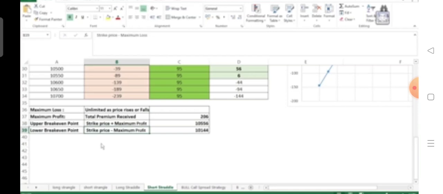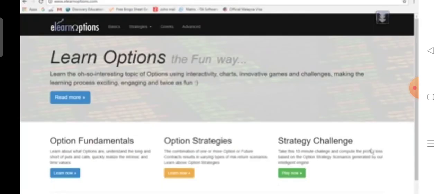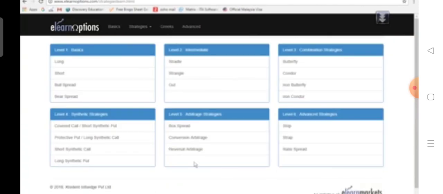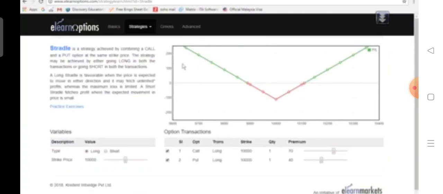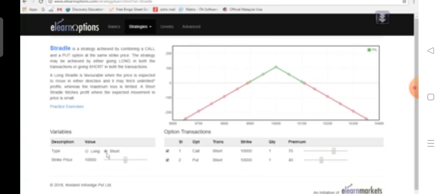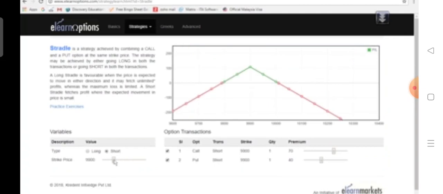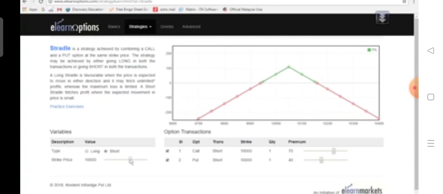Let us look at these strategies on elearnoptions.com. If we click on option strategies, learn now, there are various strategies. If we click on straddle, we can choose either the long straddle or the short straddle. You can see the payoff diagram over here. We can have different strike prices at which we want to implement it.